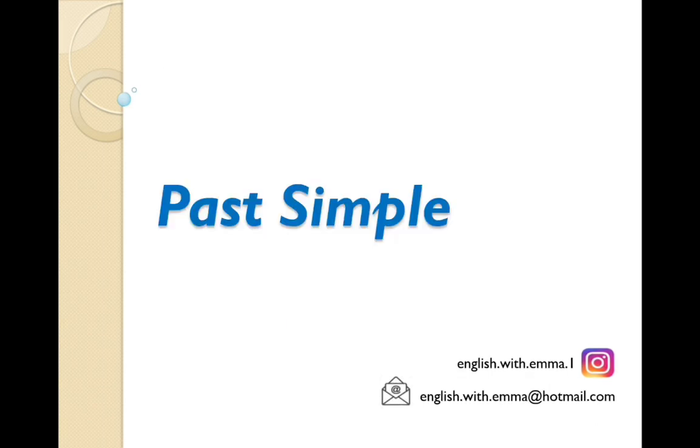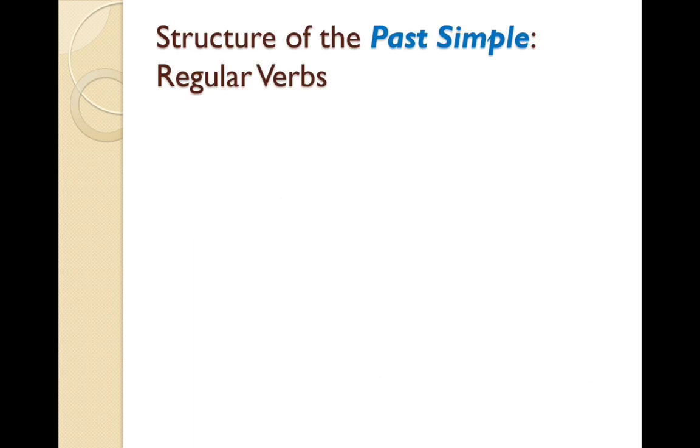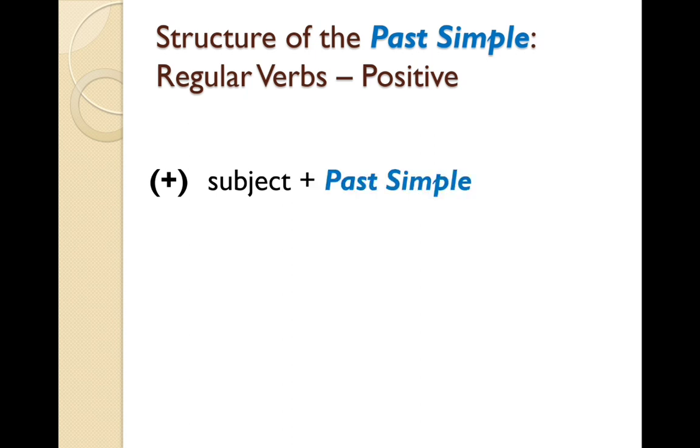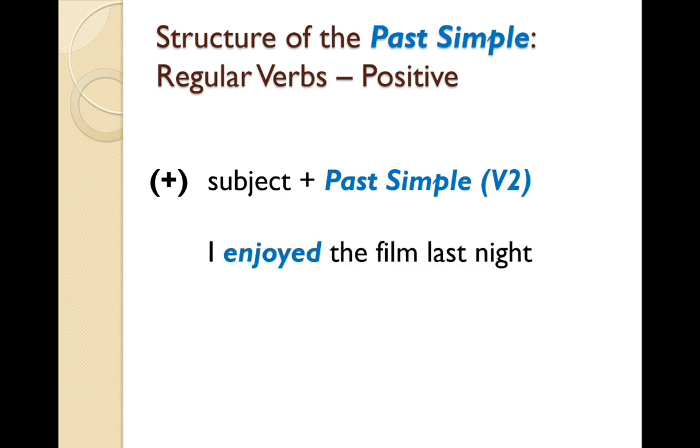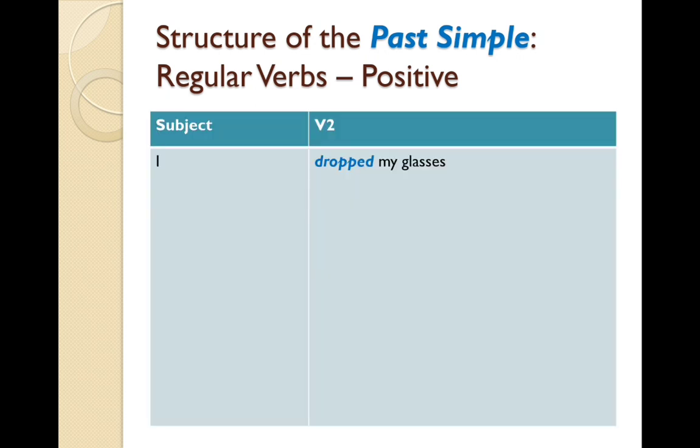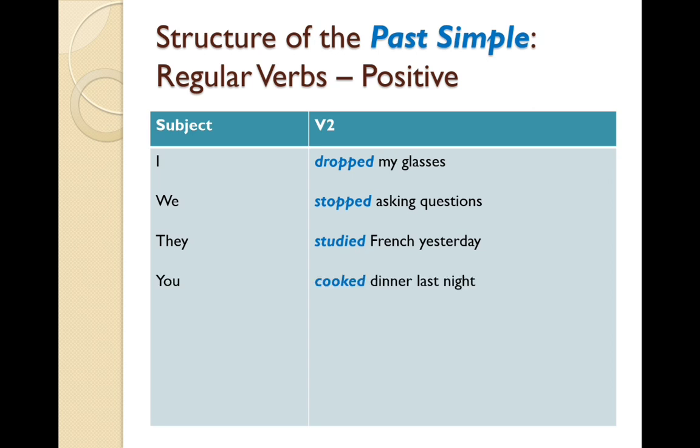Let's start by looking at the structure. So, for positive phrases, we use the subject plus the past simple form of the verb, or V2, that's verb 2. I enjoyed the film last night. I dropped my glasses. We stopped asking questions. They studied French yesterday. You cooked dinner last night.